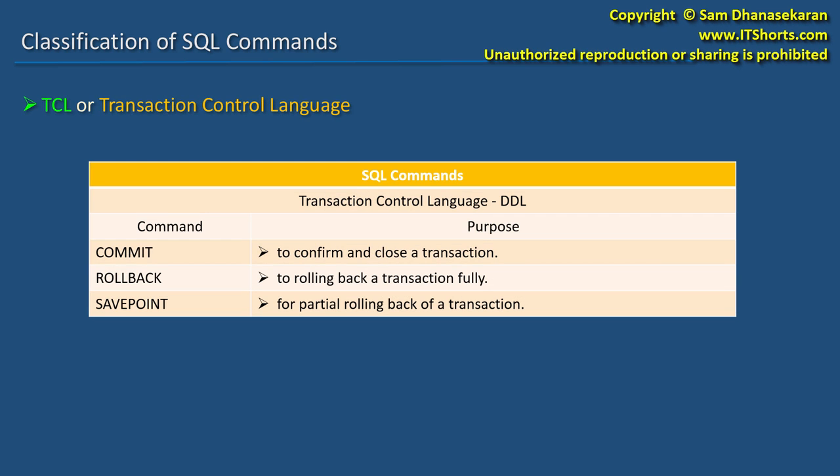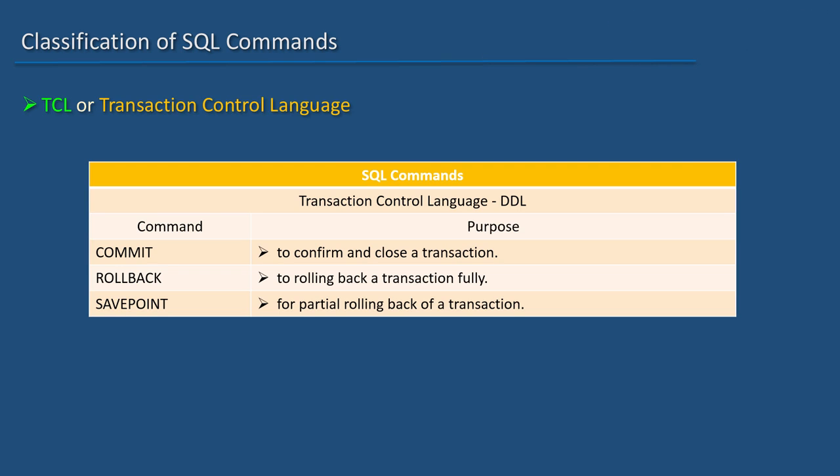Transaction control language contains commit, rollback, and savepoint statements. Commit is used to confirm and close a transaction. Rollback is used to roll back a transaction fully. Savepoints are used to partially roll back a transaction.